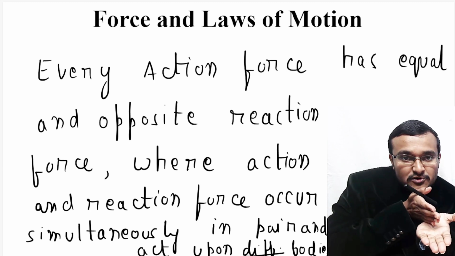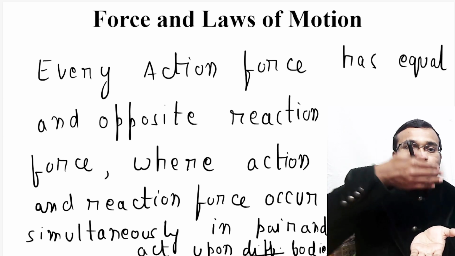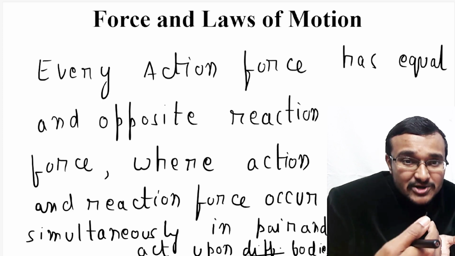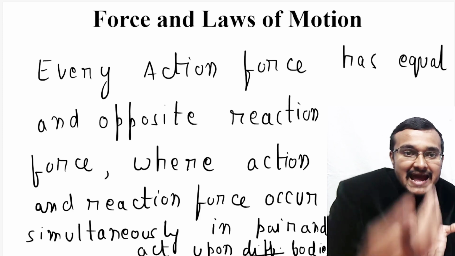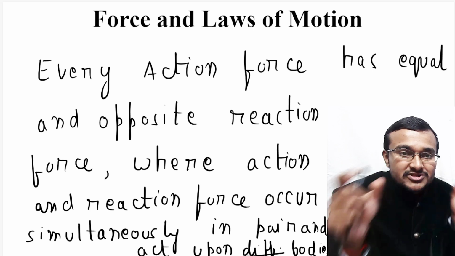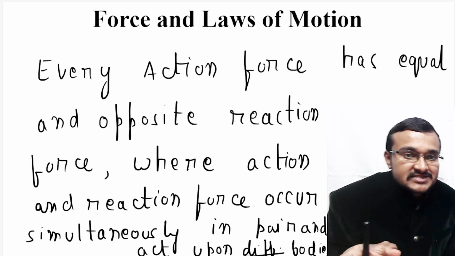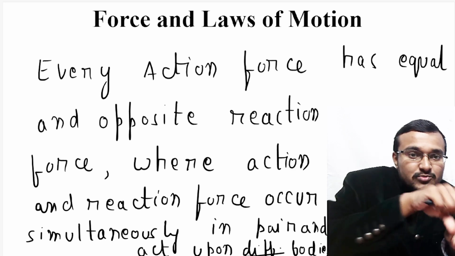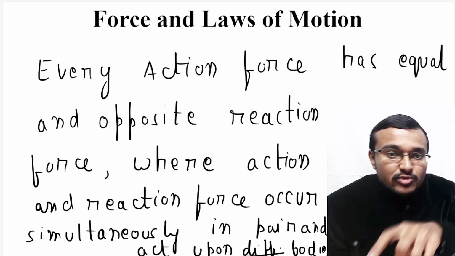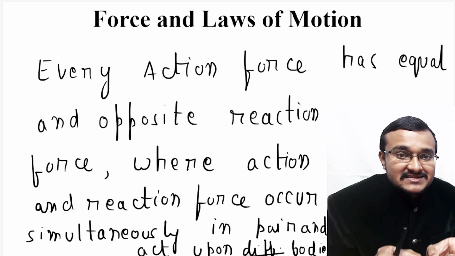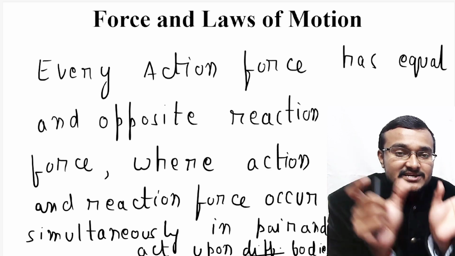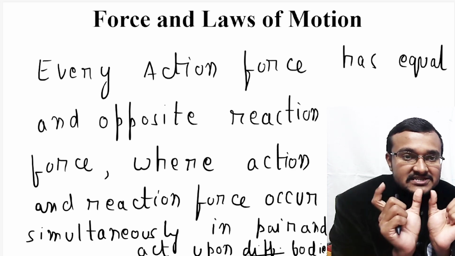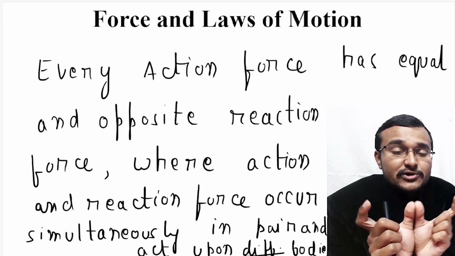That is, the force of the first object will act upon the second object, and the force of the second object will be equal and opposite to the first force, which will be acting on the first object. That means both the forces are acting on different bodies. The first force is acting on the second body and the second force by the second body is acting on the first body. So both the forces are acting on different bodies and they are occurring simultaneously in pairs, and also the magnitudes of the action force and the reaction force are equal and opposite to each other.